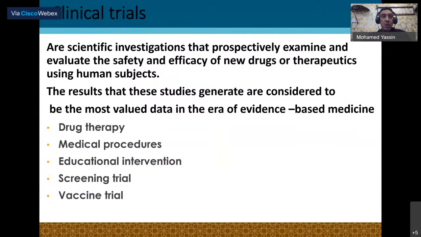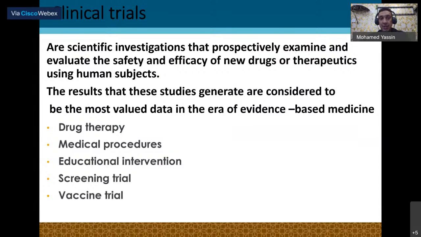So coming back to our main topic, how we define a clinical trial. Clinical trials usually are defined as scientific investigations that prospectively examine and evaluate the safety and efficacy of new drugs or therapeutics using human subjects. If you look at these definitions, number one, it's a scientific investigation because it's research. So we are researching something, and it has to be prospectively examined. This means we are not doing a retrospective clinical trial. When we talk about a clinical trial, we talk about a prospective examination.